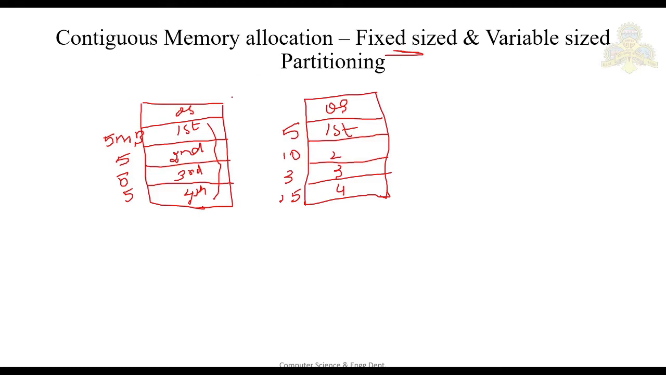So in the fixed size, what will happen? Your user process space is divided into multiple partitions, and the size of each partition is fixed, that is 5 MB, 10 MB, or whatever it is, but it is the same for all the processes. But in the variable size partitioning, what will happen? You will have the user space divided into multiple parts, but each part will be of different or variable size. Okay. So now let us take either fixed size or variable size partitioning, and then we'll understand the advantages and disadvantages of this.